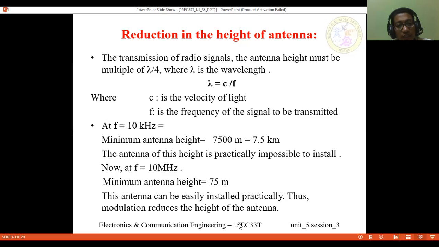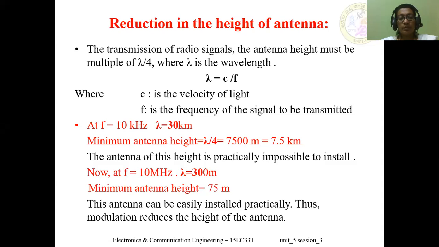where C is the velocity of light and F is the frequency of the signal transmitted. The minimum height of the antenna must be considered as lambda by 4, where lambda is equal to C by F, where C is the velocity of the light and F is the frequency of signal transmitted.